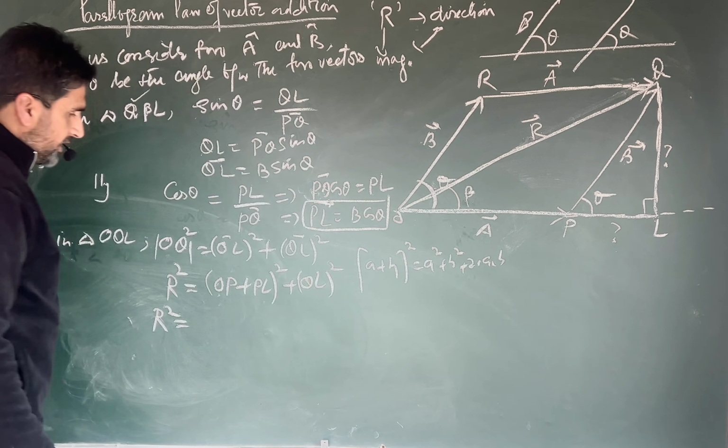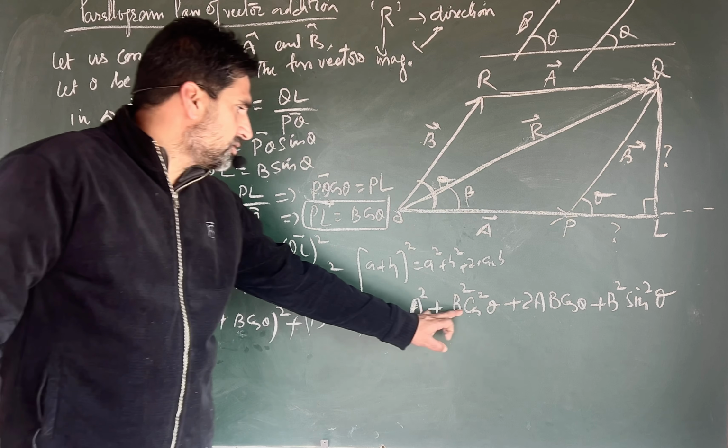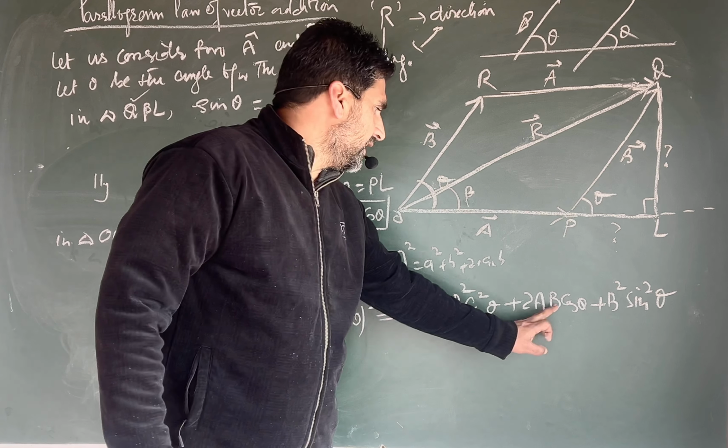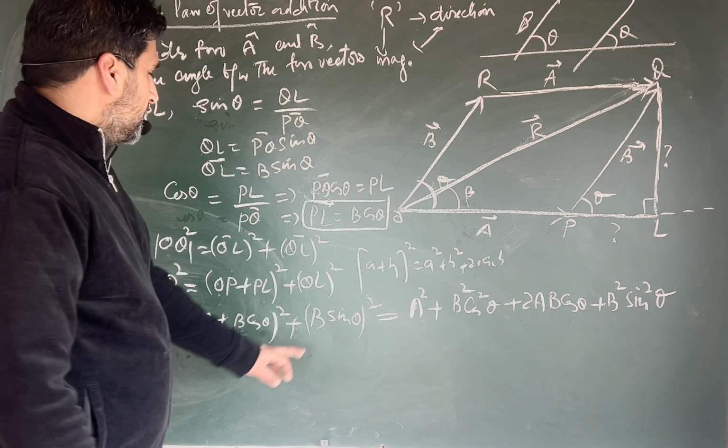You can substitute A square plus B square, that is B square cos square theta, plus twice AB, plus 2, the formula is 2AB, in place of A it is A and in place of B it is B cos theta, plus B square sin square theta. You see A plus B whole square, that's A square plus B square, in place of B, B cos theta is B square cos square theta, plus 2AB, 2A stays A, for B it is B cos theta, plus B square sin square theta, that stays the same.